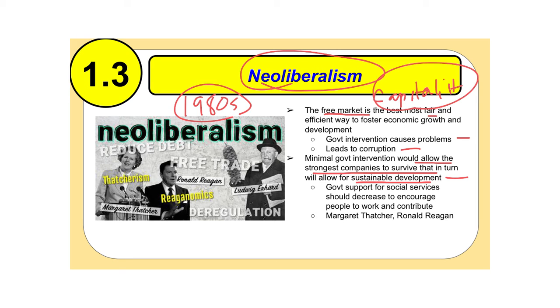Likewise, the government should reduce its social services. So, neoliberals believe that the government should stop spending money on Social Security and health care and education because it would encourage people to contribute on their own.